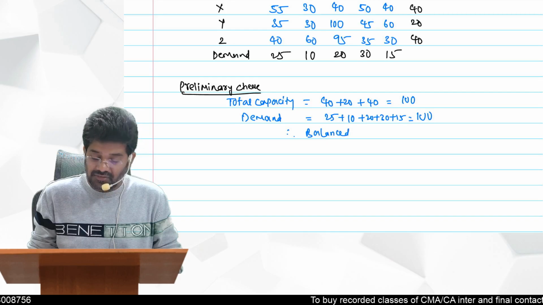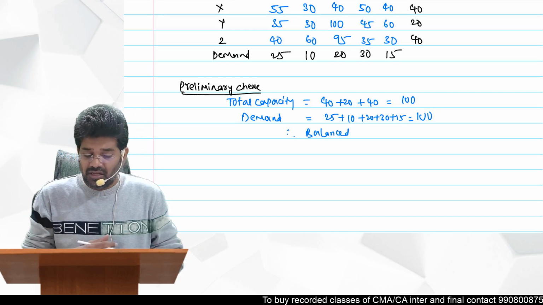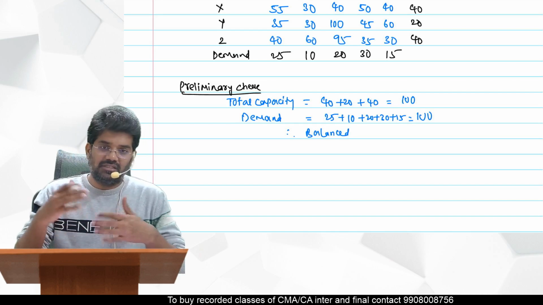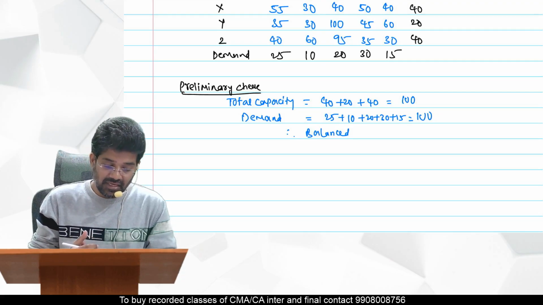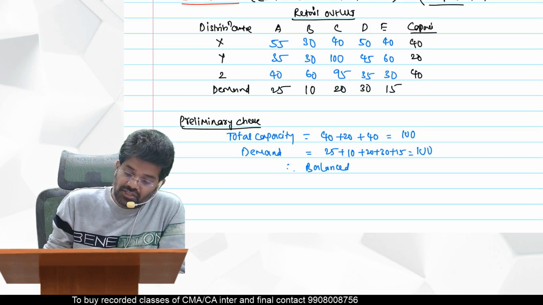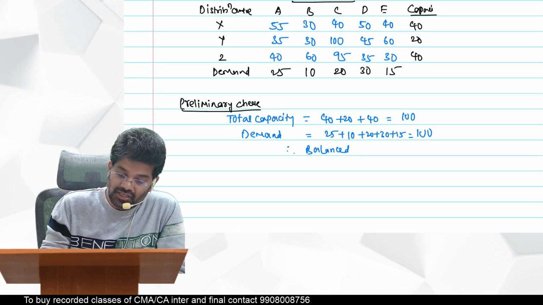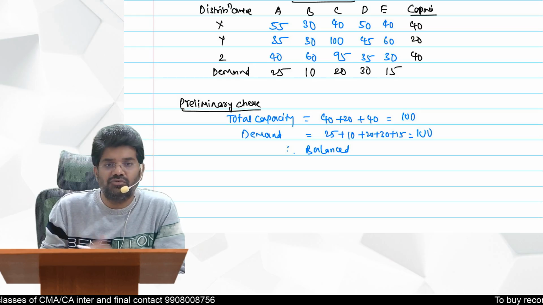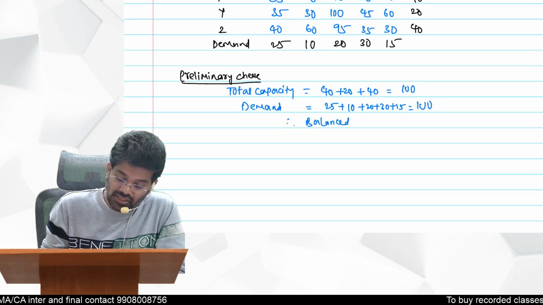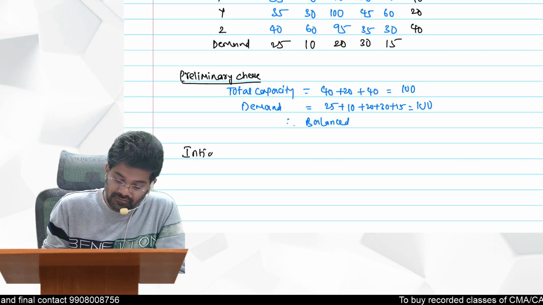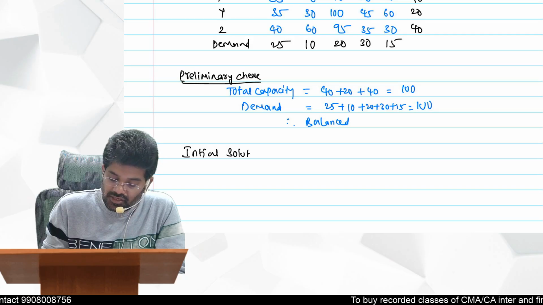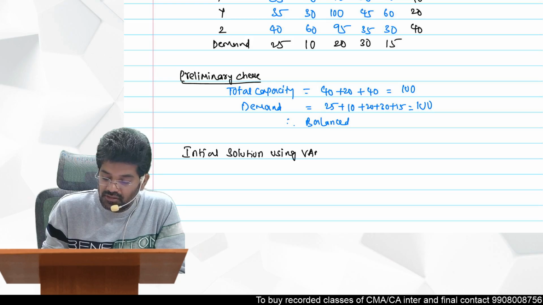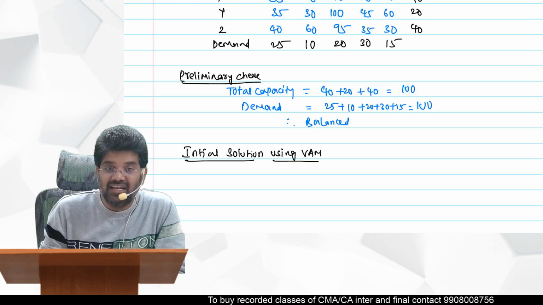If it is unbalanced, we have to introduce either a dummy column or row with the balancing figure quantities, with the cell costs as 0. Next, now we should get the initial solution. By which method? In the absence of any instruction, you should use VAM only, always. Initial solution by Vogel's approximation method, where we have to calculate penalties first.